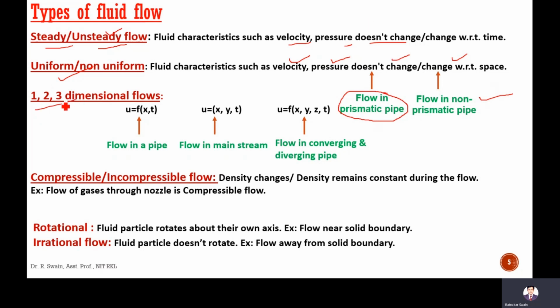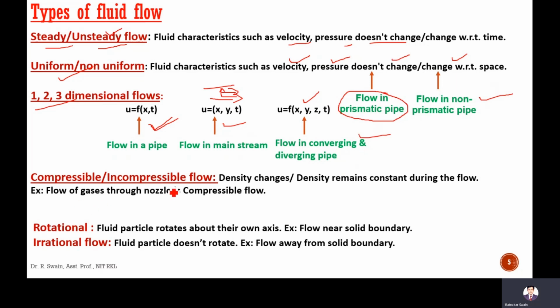Then there is one to three dimensional flow: one dimensional, two dimensional, three dimensional. One dimensional example is flow in a pipe, where only one dimension is considered and the y direction is neglected. Flow in the mainstream means the major direction is longitudinal, with longitudinal and lateral directions in x and y. Three dimensional flow means flow in converging and diverging pipes, where there will be flow in the vertical, lateral and longitudinal directions.